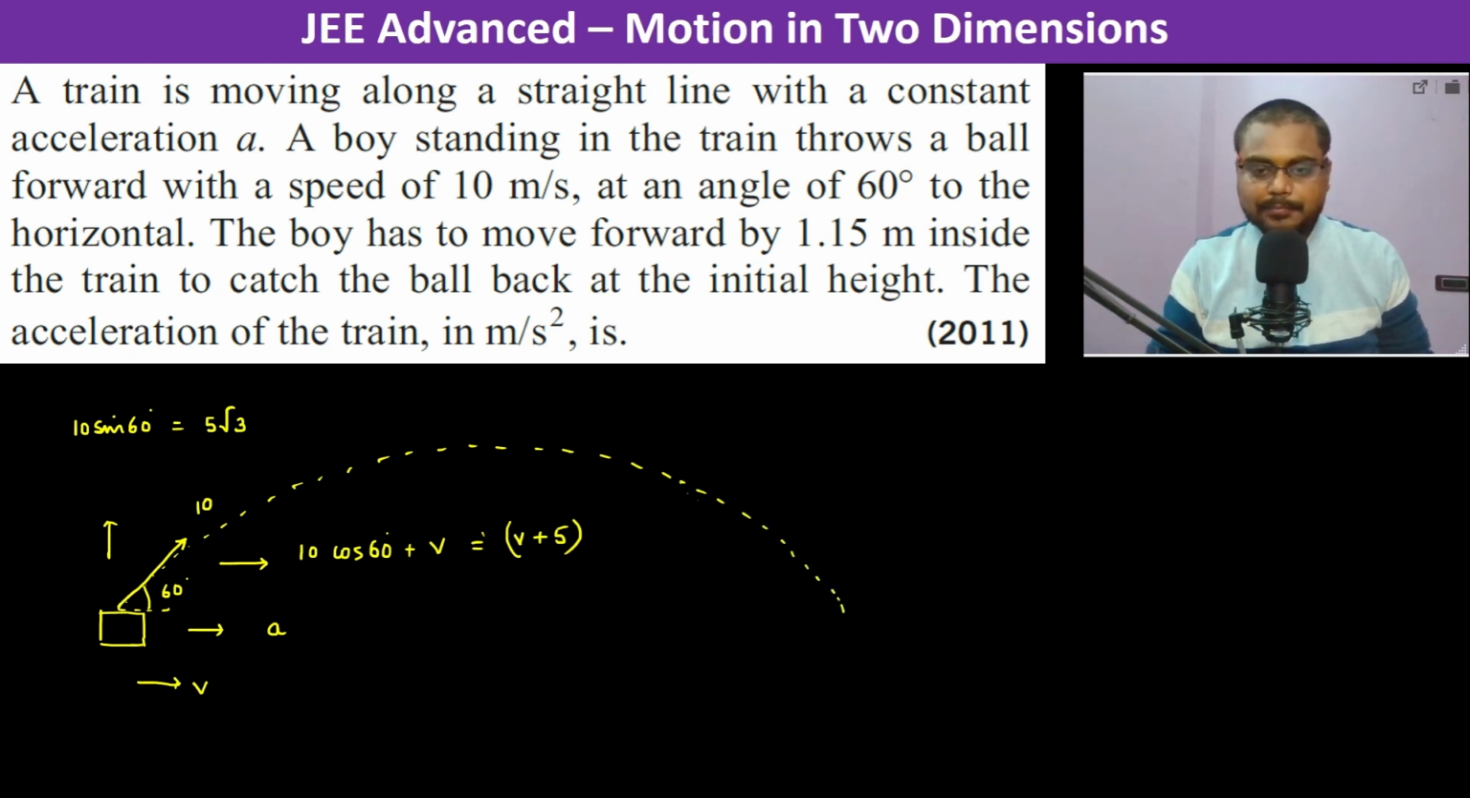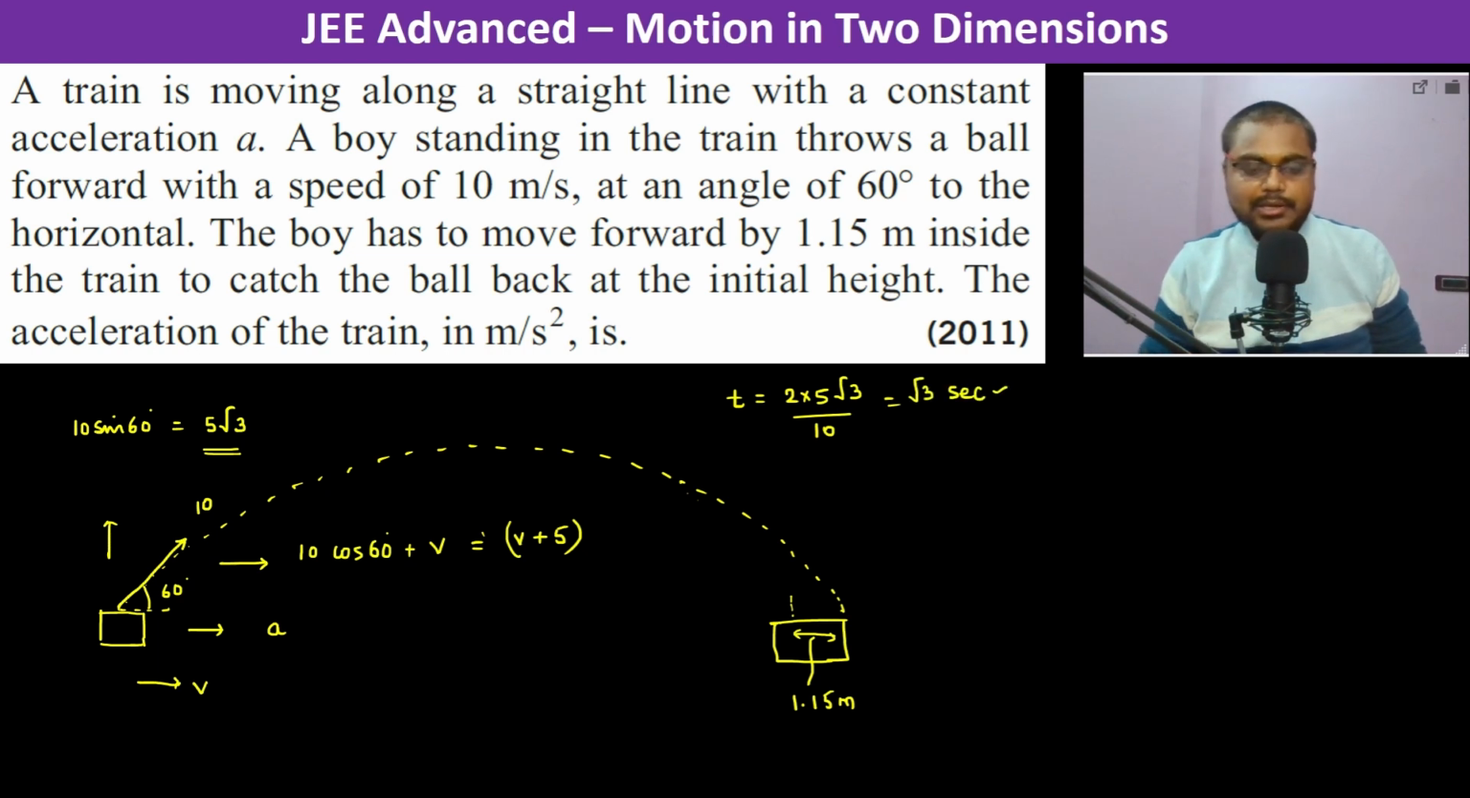Here, okay, and this is somewhat how it moves. So initially the person was standing here, now how much does he have to move? 1.15 meters to catch the ball. So the time taken, how much time was the ball in the air? So this is 5√3. So 2 into 5√3 divided by g. So this is √3 seconds.